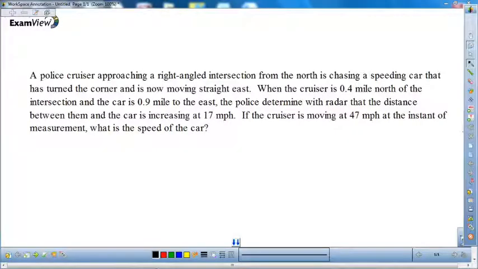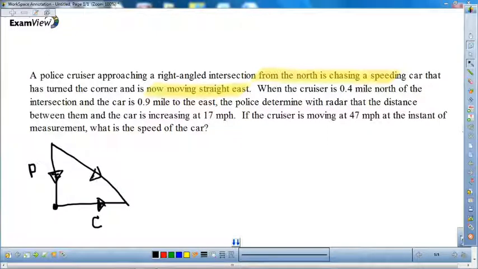So we have a police cruiser approaching from the north. The way the picture would look is, here's the intersection. So we have the police cruiser and it's coming from the north. The car is moving straight east. So here's the car. I'm going to use the variable P for police and C for car. Okay. And this is also moving, because the distance between them is moving.